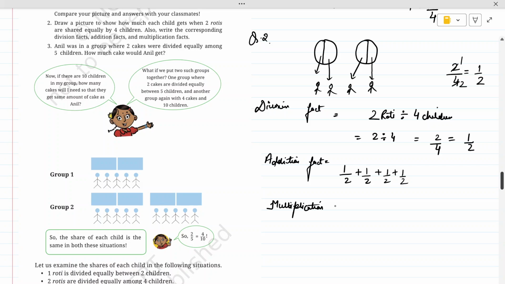Multiplication fact will be number of children are 4. Each child is getting half of roti. Right? And number of rotis, if you simplify, it will be 2. So this you have to write till here only. You don't have to simplify it because we are writing the multiplication fact. This is multiplication, addition and division. Right? So this is how we have to do this question.